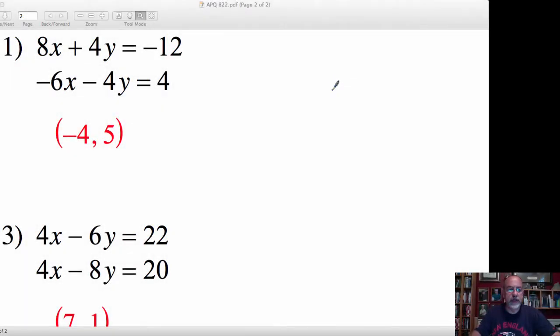Okay, Algebra 1, this is worksheet 822, and we're going to do the odd problems on here where we're going to solve the system using substitution. And in all of these examples, we are not going to have a letter already solved for. So we're going to have to make the choice which one to solve for ourselves.